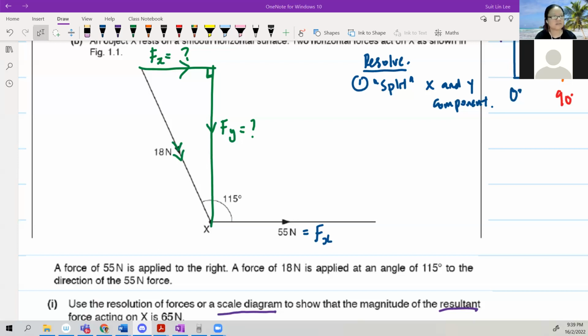X is 18 sine 25. Okay, nice one. I like how you found the 25 degree, this angle here. 115 minus 90 is 25. So this is 25.